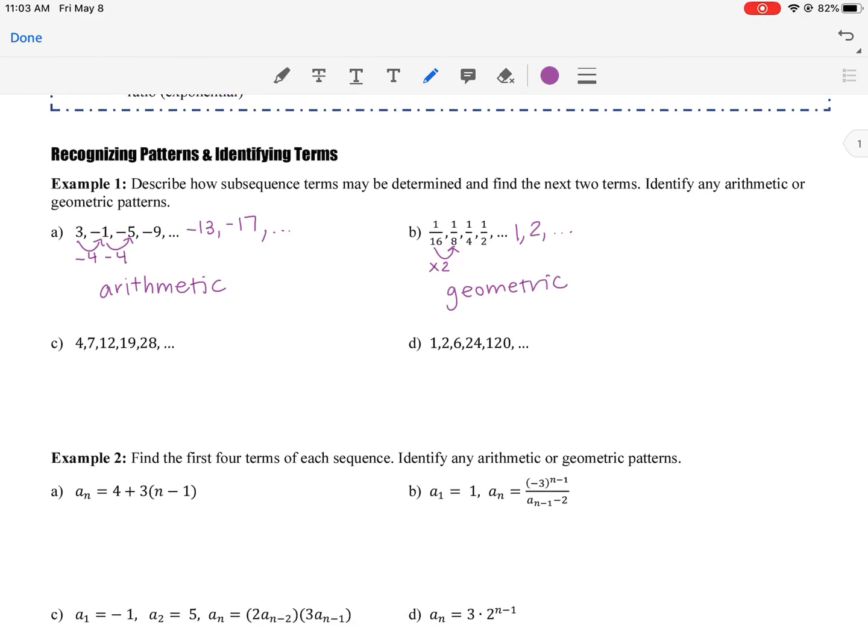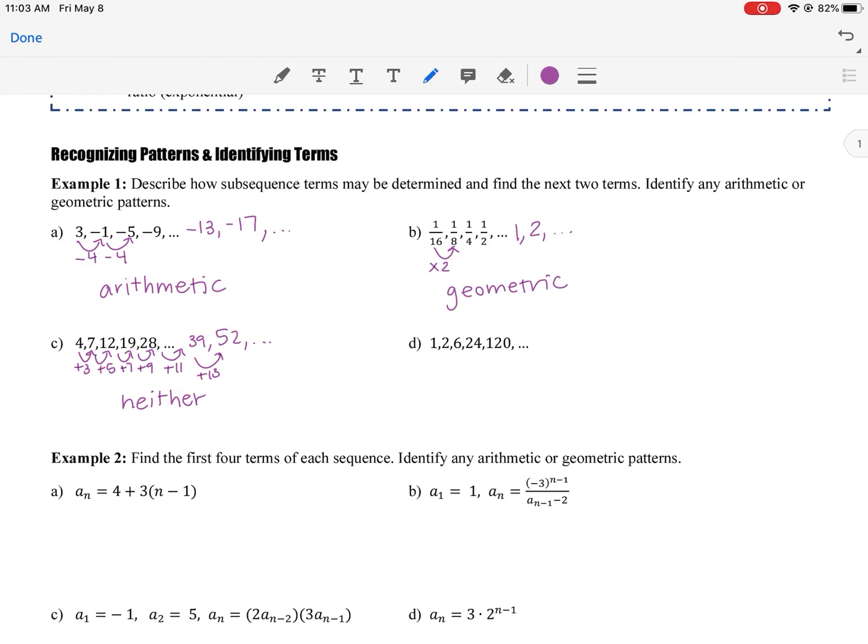Okay, this next one, to get from 3 to 7, 7 to 12, doesn't look like we're multiplying by anything, but it does look like, in this case, we're adding 3, then we're adding 5, then you may notice we're adding 7 and 9. So the next term, we're going to add 11, and we get 39, and then we add 13, and we get 52. So while this is a pattern, this one is neither.